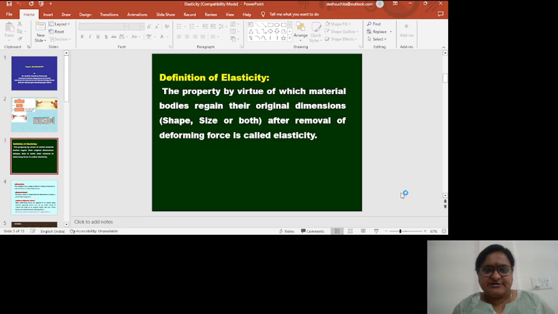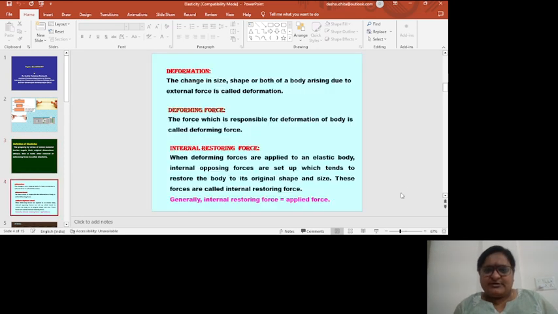What is elasticity? Elasticity is the property by virtue of which material bodies regain their original dimension, that is shape, size, or both, after removal of deforming forces. What is deformation? Deformation or deforming force and internal restoring force. This elasticity is due to the internal restoring force.